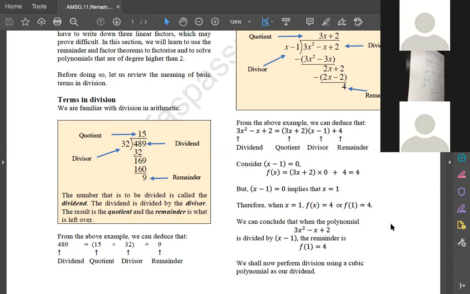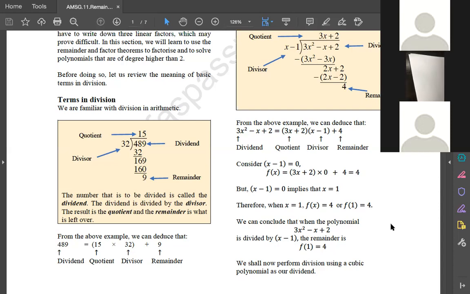So now this is the basics for the remainder theorem. If we want to determine the remainder without going through the long division, we are just going to pick the divisor or the factor.